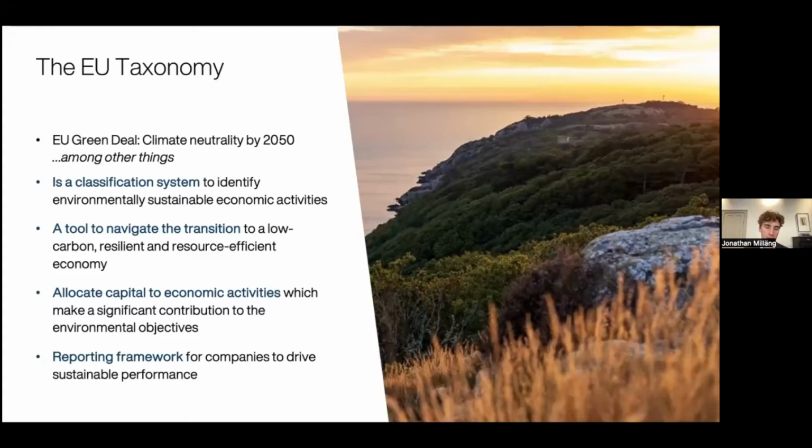So it's also a tool for investors then. A lot of investors want to invest in this transition and want to contribute to climate neutrality by 2050. So if they see that a financial product has a high percentage of alignment with the EU taxonomy, they can then invest in that product and be sure that they are contributing to this goal of climate neutrality by 2050.